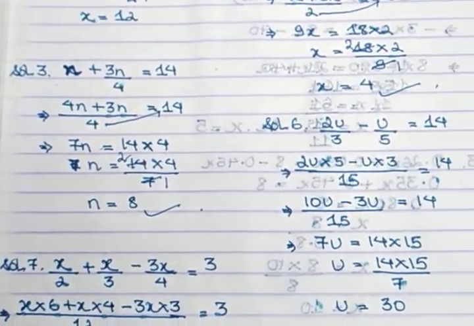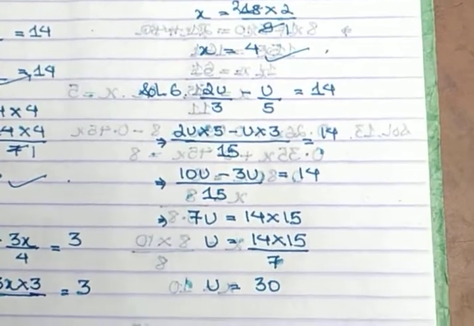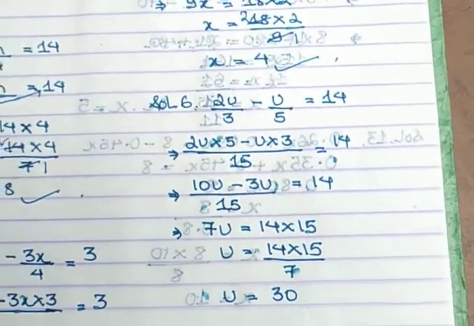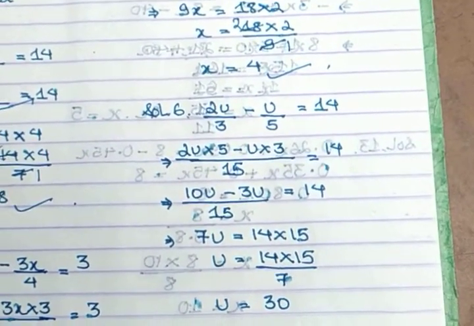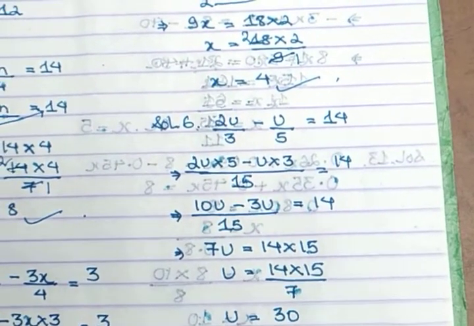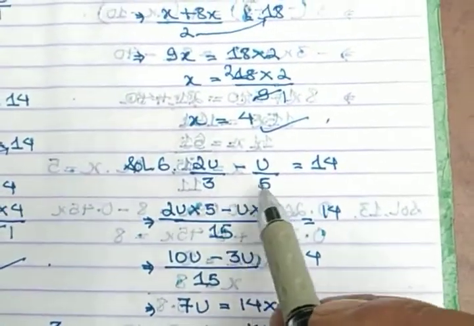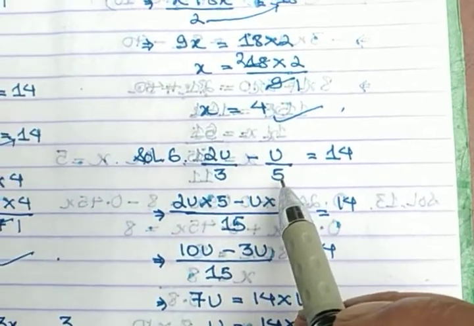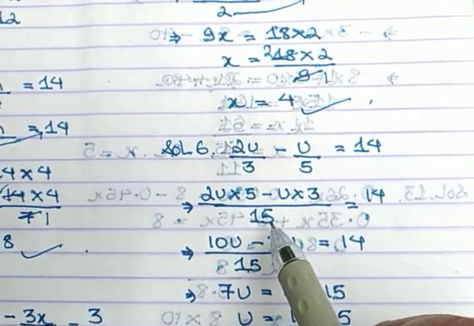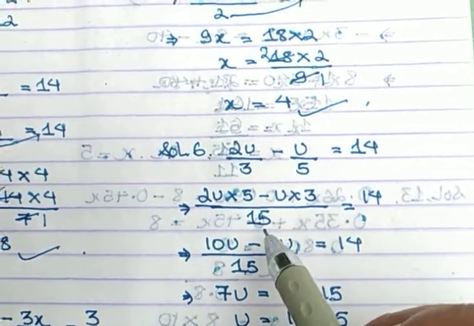Okay. So moving on to the next one. What we have here on question number 6 is 2u by 3 minus u by 5 equals 15. Again, subtraction of fractional forms. So always at first take the LCM. 3 and 5 in the denominator, the LCM is 15 obviously.